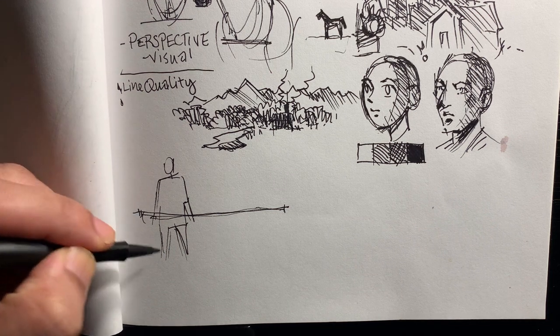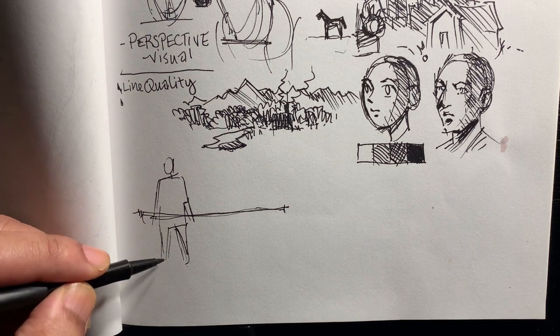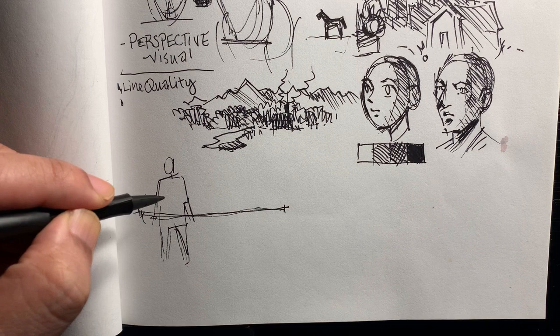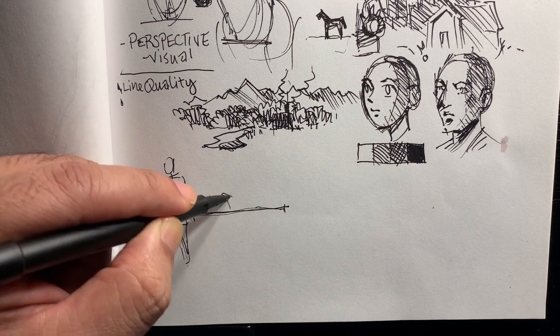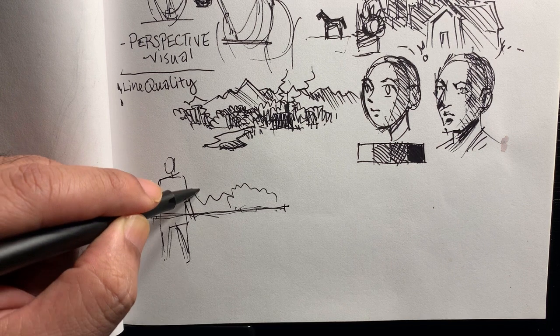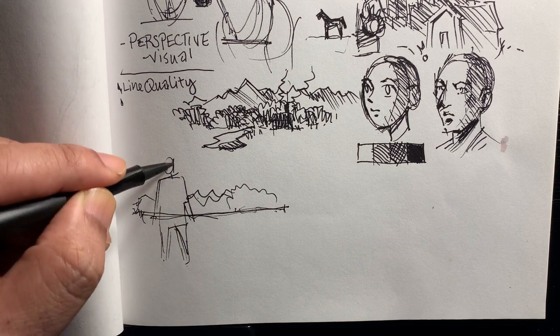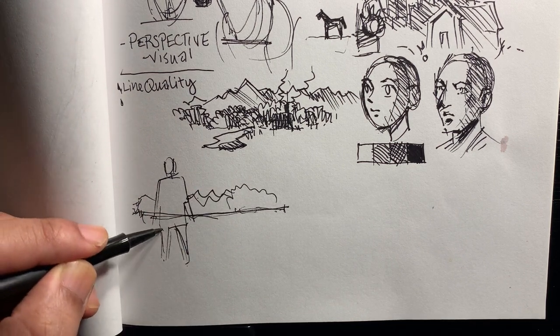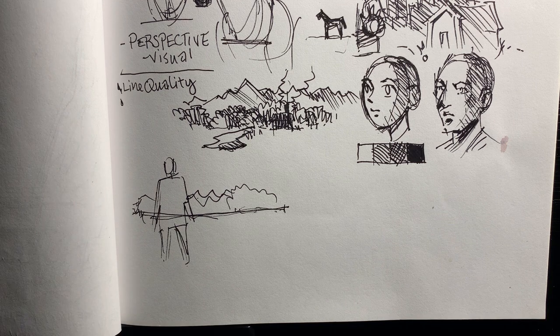For example, if you're just looking at a person standing there, you might see that there's mountains, there's some trees, small in the back, and the person is big, and that would be correct. That's perspective.